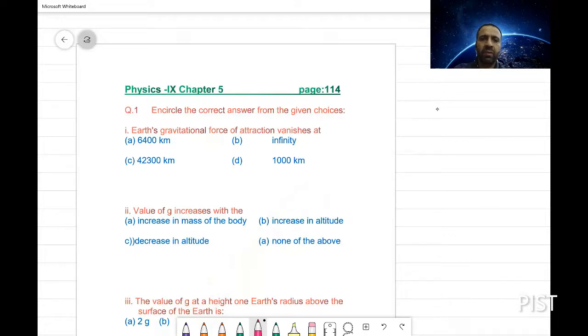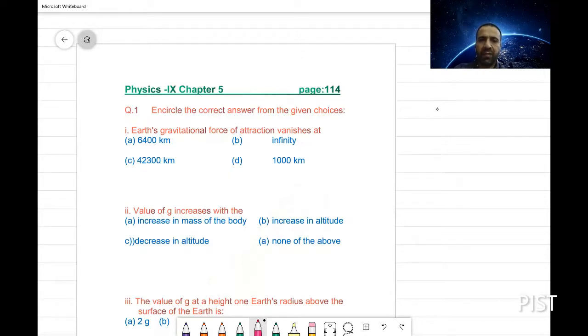If you look at the first question, it says encircle the correct answer from the given choices. The first question is: the Earth's gravitational force of attraction vanishes at option A 64,000 kilometers, option B infinity, option C 42,300 kilometers, and option D 1,000 kilometers. So what is your right answer, class? What do you think about it?